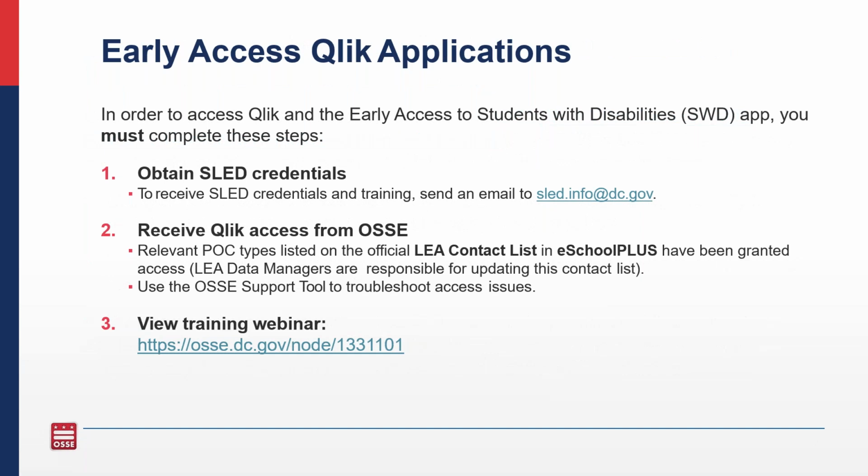All right, so our slides got a little messed up. To access the early access CLIC application, these are the steps that are related to early access students with disabilities data. You have to obtain SLED credentials, receive CLIC access from OSSE, and then we have a webinar where we talked about this. I think it was in like May of 2018. That webinar is linked here. It is a recorded version of the May 2018 LEA SPED point of contact webinar. So it is one of these webinars that's recorded that goes over all this information.